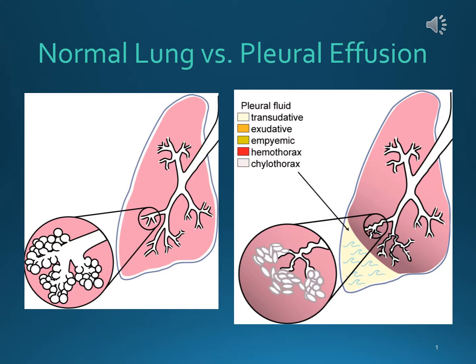Empyemic, we talk about in the infectious disease lecture in this section, and that's when the pleural fluid itself is infected. A hemothorax is a collection of blood in the pleural space, and a chylothorax, which is very rare, is a collection of lymph in the pleural space. The take home here is that the fluid restricts the lung movement, therefore the lung can't expand, the alveoli don't fill with air, and gas exchange does not take place.